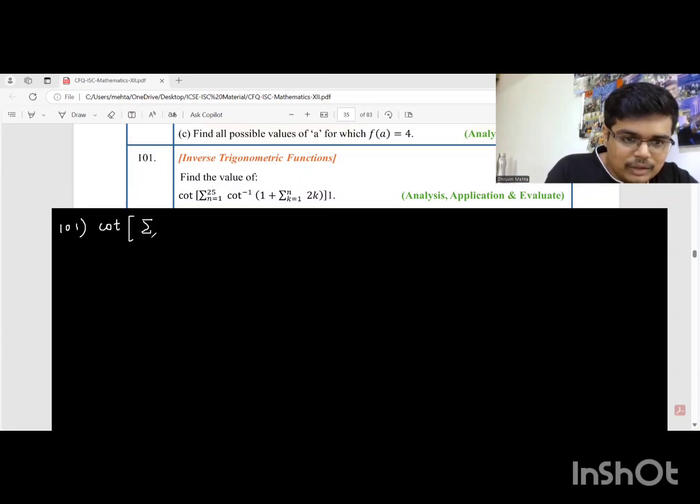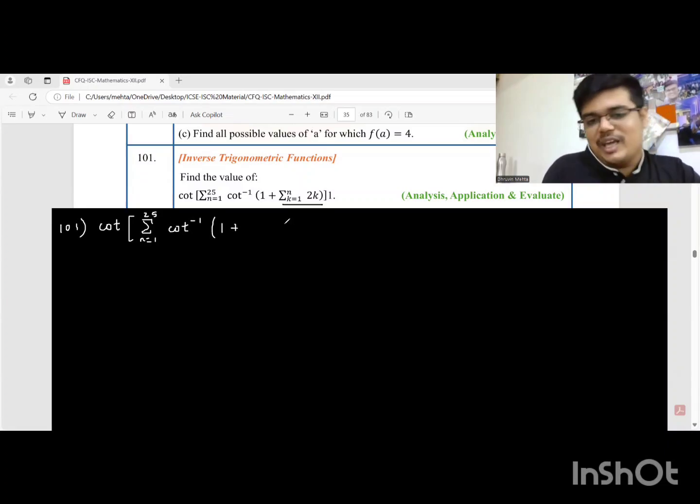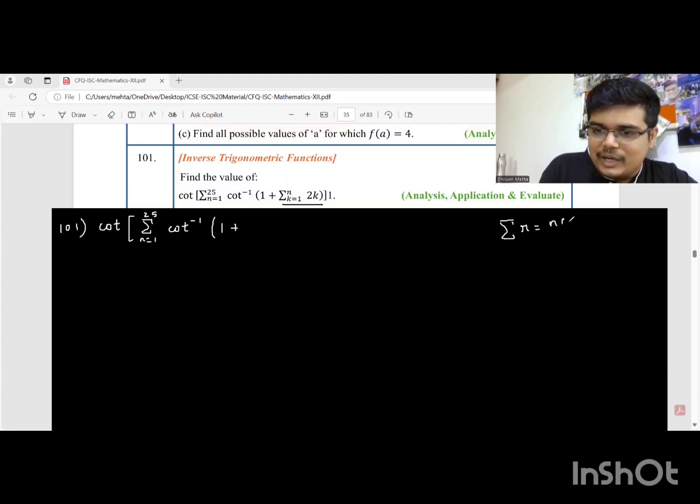I'll keep copying the other terms. We have summation n is equal to 1 to 25 of cot inverse, 1 plus. I want you all to understand what is this summation 2k. So here we are going to use that sequence and series concept, students. This 2k, you ignore the 2, like you take it outside. When you see summation k, students, where k is from 1 to n, that is exactly like summation r, the formula which I told you. So summation of r, we know that is n into n plus 1 by 2.